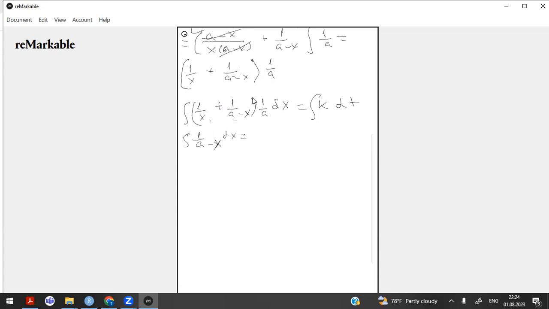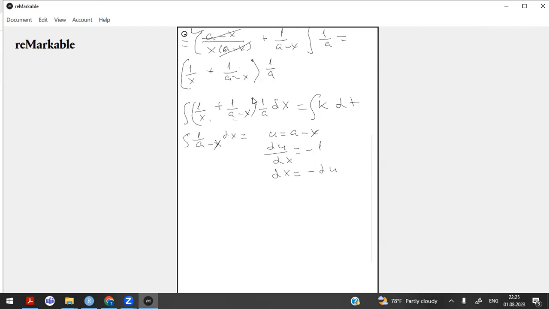Let's denote a minus x by u, okay? u is a minus x. So du will be du dx. If we take the derivative of u with regards to x, then we will have here minus 1, right? So then dx will be minus du, okay?